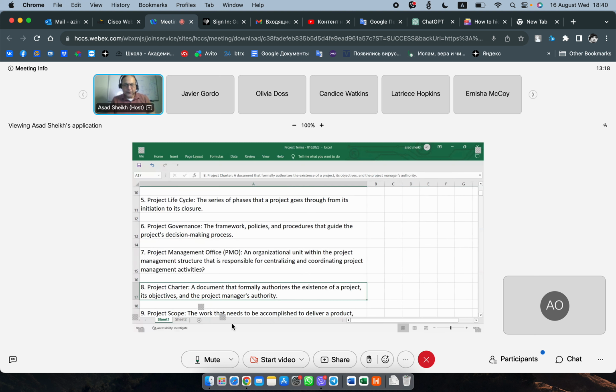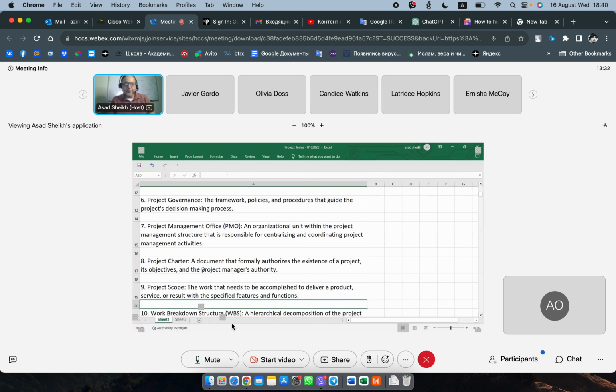PMO office, an organizational unit within the project management structure that is responsible for centralizing and coordinating project management activities. So just keep in mind that most of the project managers have a home, and that home is the project management office. Small companies may not have it, but large companies do.